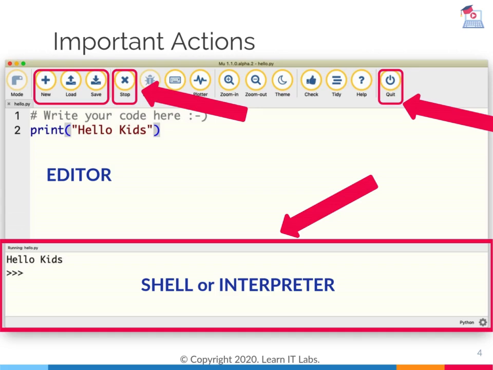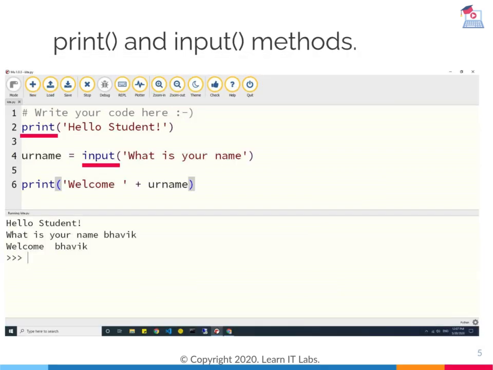Recap, Mu editor and shell. We've seen the Mu editor before. Remember, the editor is where we write our code, and the shell or interpreter is where we see the output, like our "Hello Kids" message here. We also covered the print and input methods. The print method displays information, like "Hello student." The input method lets the user type in information, which we can save. In this example, the user input their name, and the program welcomed them back.